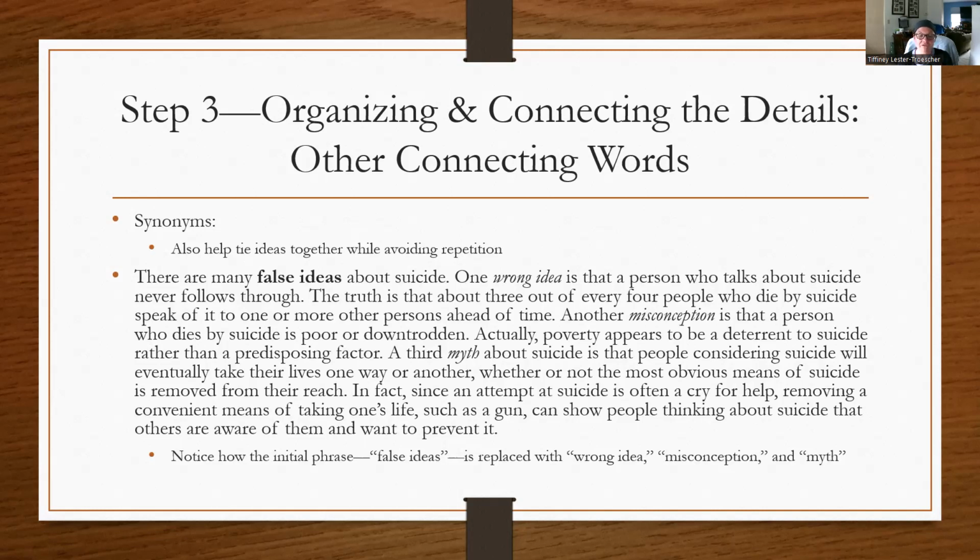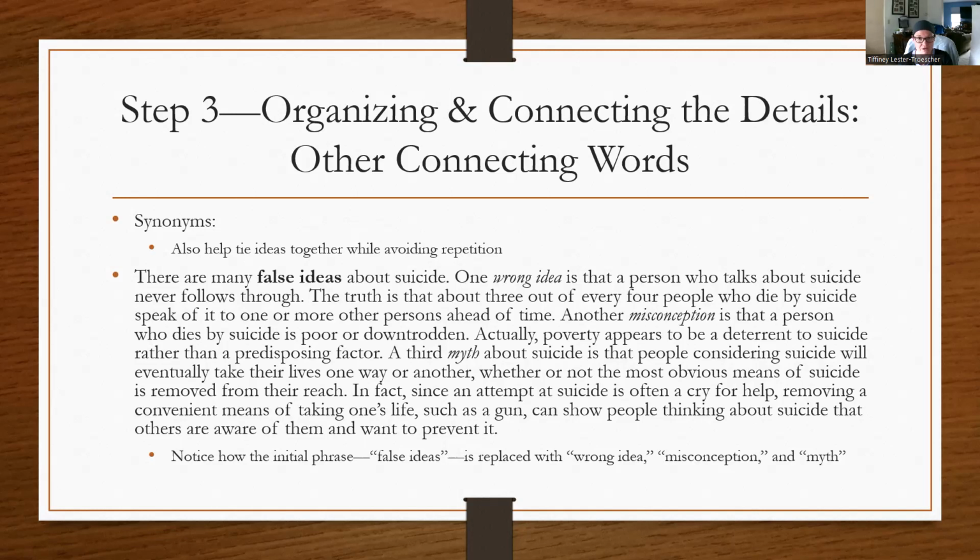There are many false ideas about suicide. One wrong idea is that a person who talks about suicide never follows through. The truth is that about 3 out of every 4 people who die by suicide speak of it to 1 or more persons ahead of time. Another misconception is that a person who dies by suicide is poor or downtrodden. Actually, poverty appears to be a deterrent to suicide rather than a predisposing factor.